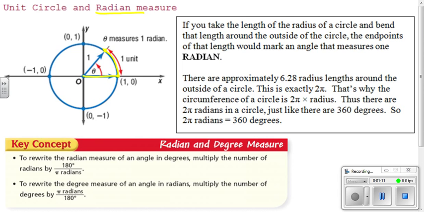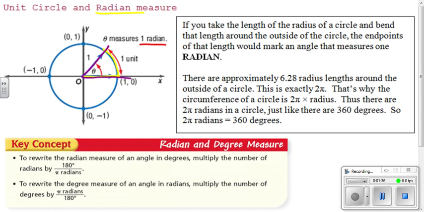So both of these lengths are the same, even though this one is straight and this one is curved. We consider both of them the same length. The angle that is created then has a measure of 1 radian. So 1 radian is the same as taking the radius and just wrapping around the outside of that circle.